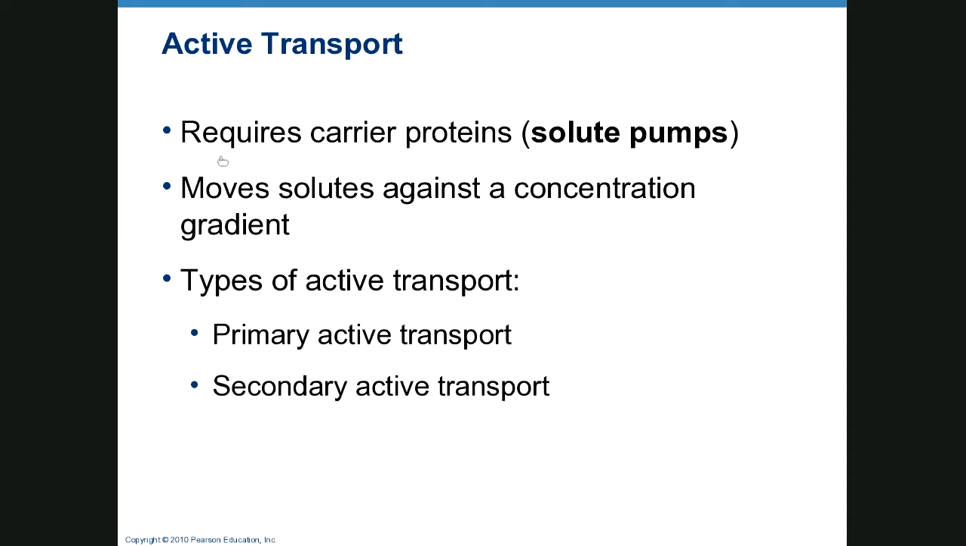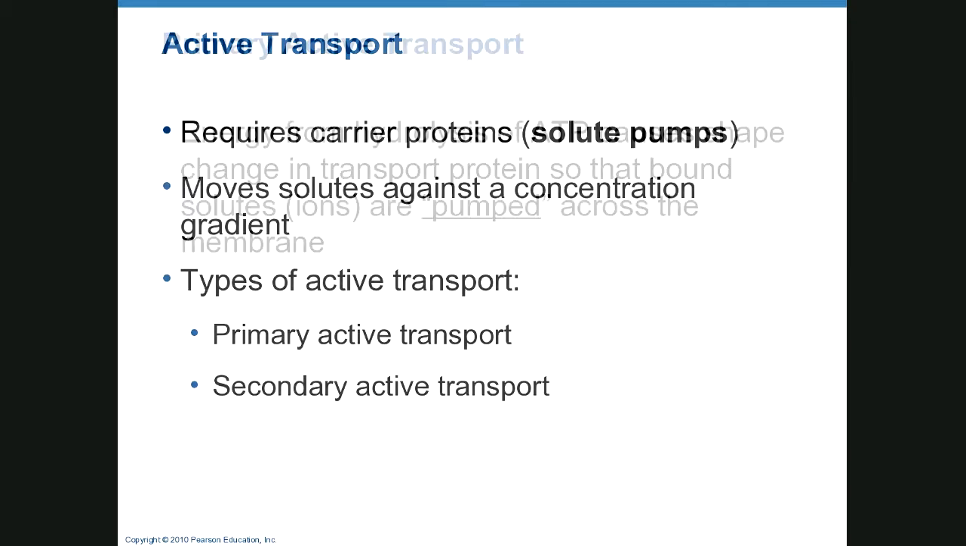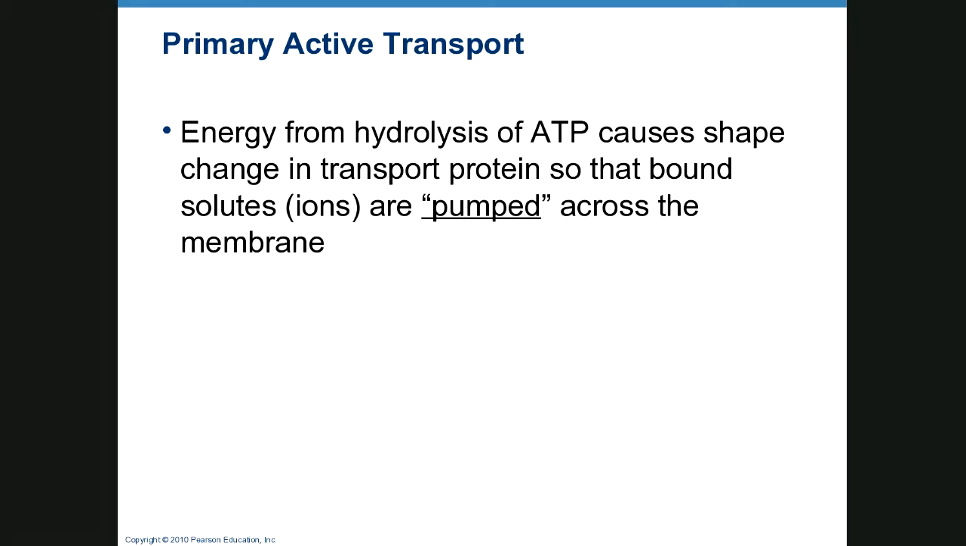Active transport requires carrier proteins or solute pumps. They move solutes against a concentration gradient. And we have both primary and secondary active transport. Primary active transport: energy from ATP causes the transport protein to change shape so that solutes are pumped across the membrane.